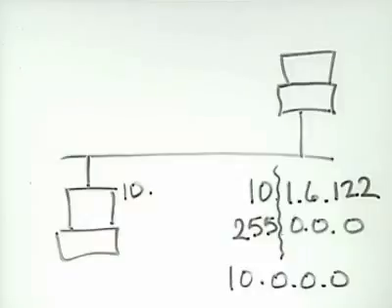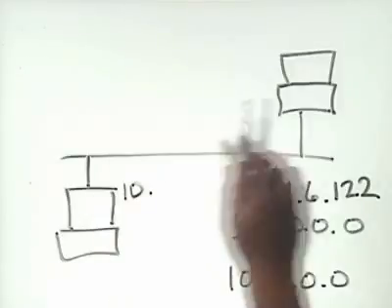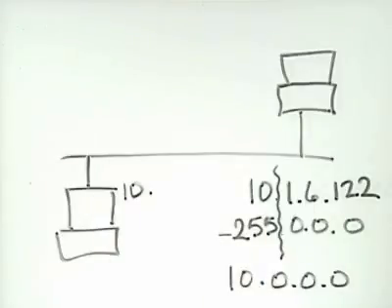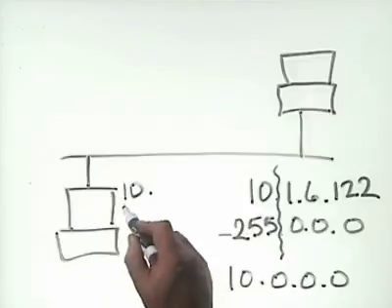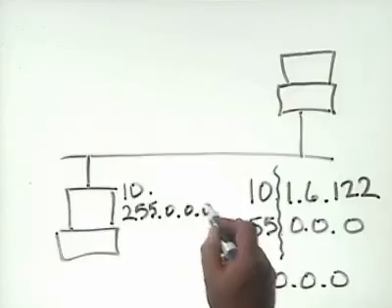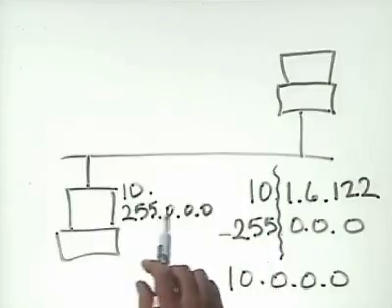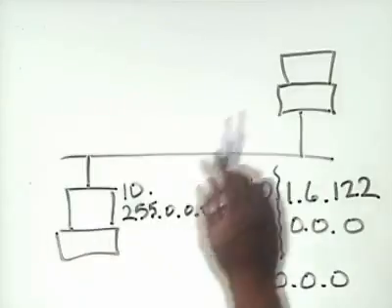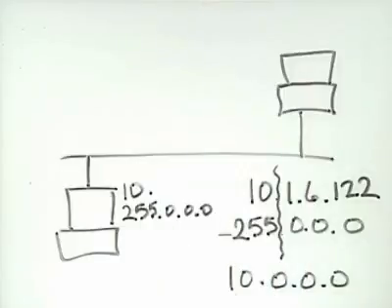The second rule I have to follow is that all hosts on the same subnet must use the same mask value. So in this case, this host would get the mask value of 255.0.0.0. If I used a different mask value, this computer might think it's on a different subnet than this computer.